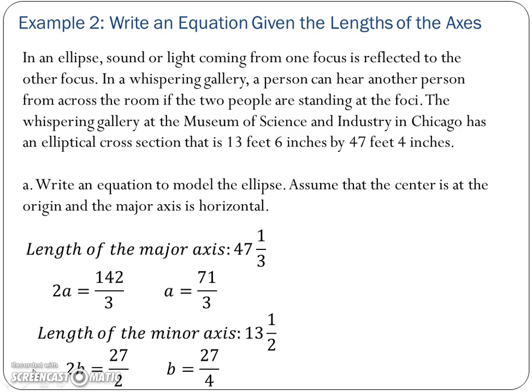We're going to substitute a, which is 71 over 3, and b, which is 27 over 4, into x squared over a squared plus y squared over b squared equals 1. And we square it, and this is the equation of our ellipse.